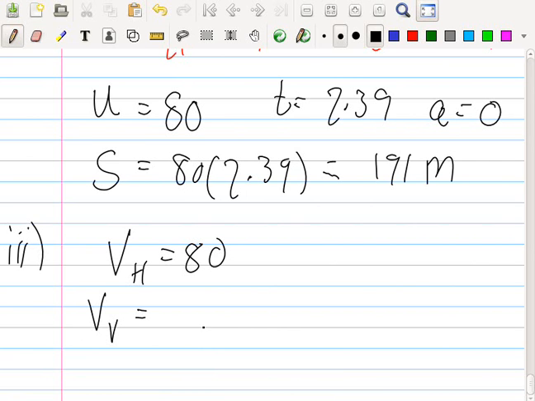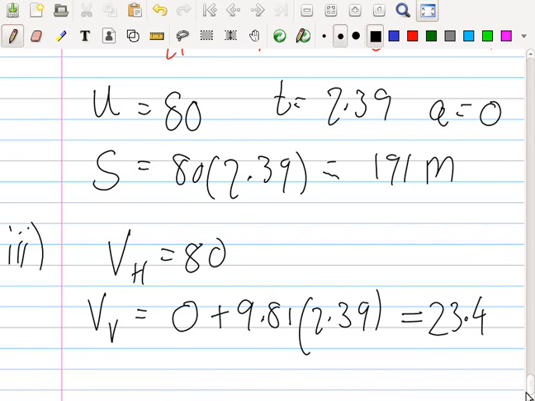So what's the formula for velocity? U plus AT. What's the U? 0. What's the A? And what's the T? 2.39. So what is this equal to? Now, this is going down, so I really should put negative. So for the next part, I'll just put in the negative. The velocity equals 80i minus 23.4j.